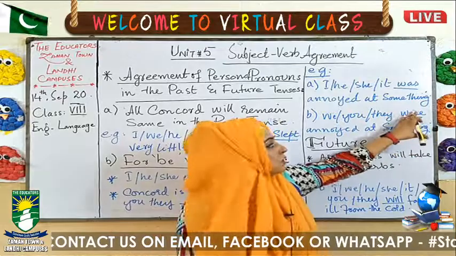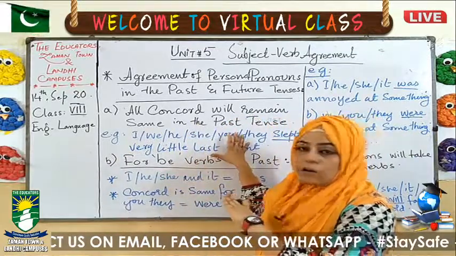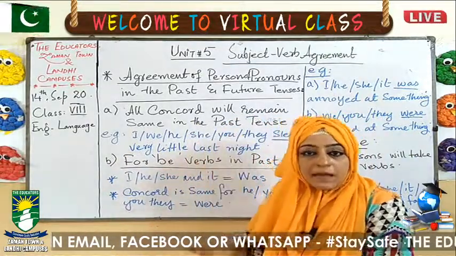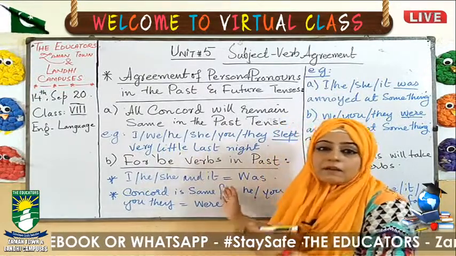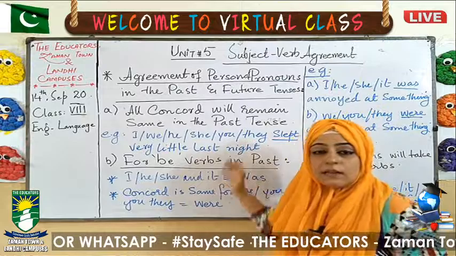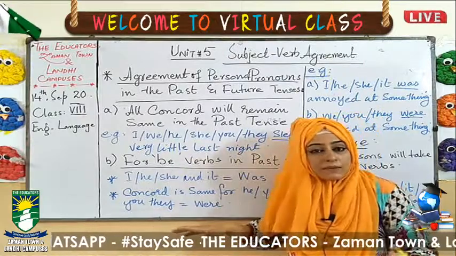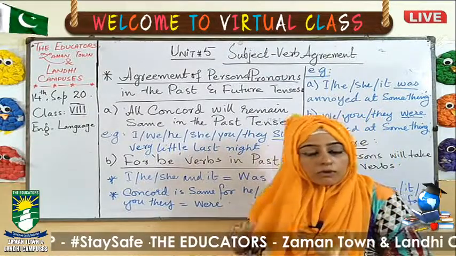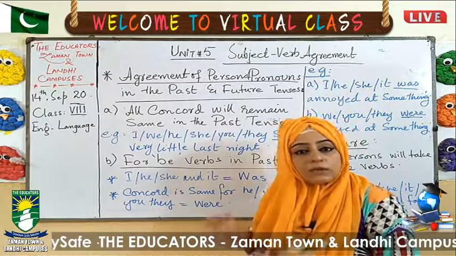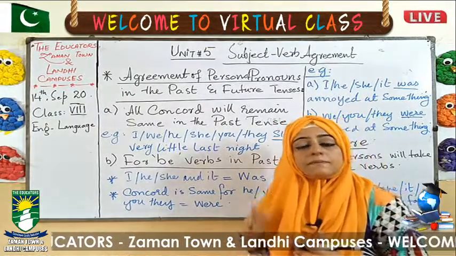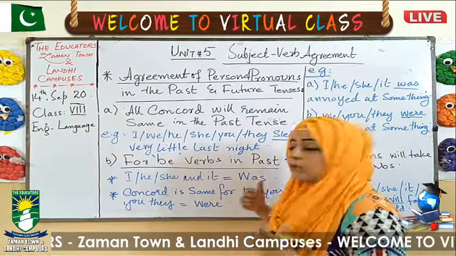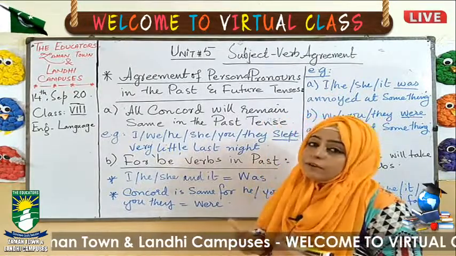Clear now? So this was about not having the be verb in the past, and this was about the existence of the be verb present in the past. So we have cleared both these cases. If the be verb is not present, all the concord will remain the same for the tense, and if the be verb, the helping verb, is present for the past tense, like was and were. So how would we use it?